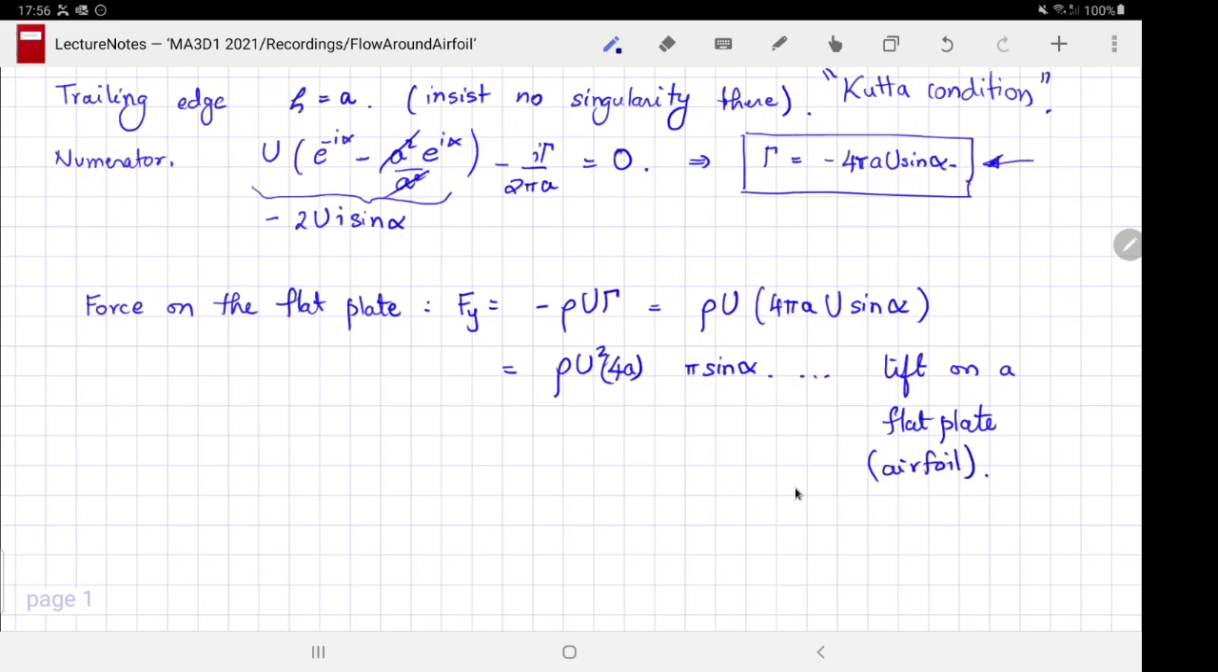The flow around an airfoil does differ from the flow around a flat plate, but it does share so many similarities. And because of that, it's worth comparing the lift that you get on an airfoil with the lift that you get on a flat plate. Now, the way this lift is characterized is in dimensionless form. You form the coefficient of lift, it's given the symbol CL, is FY divided by 1 half rho u squared times 4a.